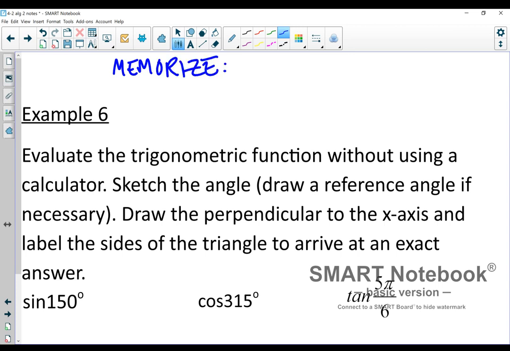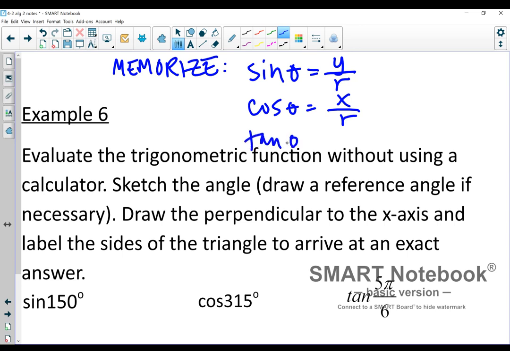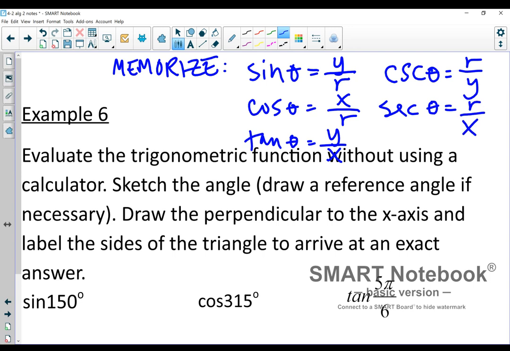So on my coordinate plane, I am going to say that the sine of theta is equal to, instead of opposite over hypotenuse, y over r. My cosine of theta is going to be x over r. My tangent of theta is going to be y over x. And then I've got all those reciprocal functions: cosecant theta is r over y, secant of theta is r over x, and cotangent of theta equals x over y.